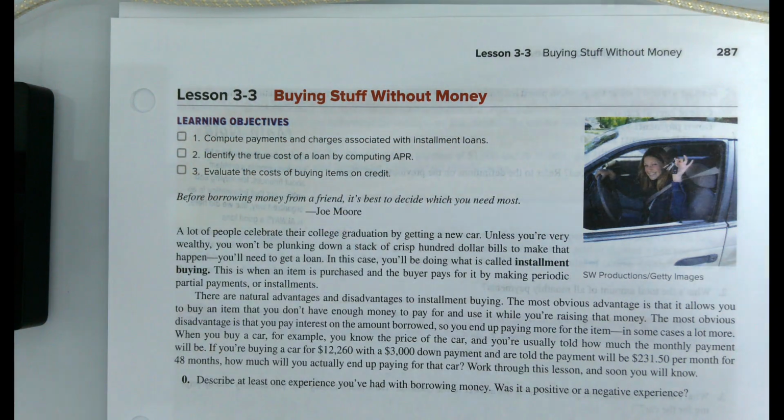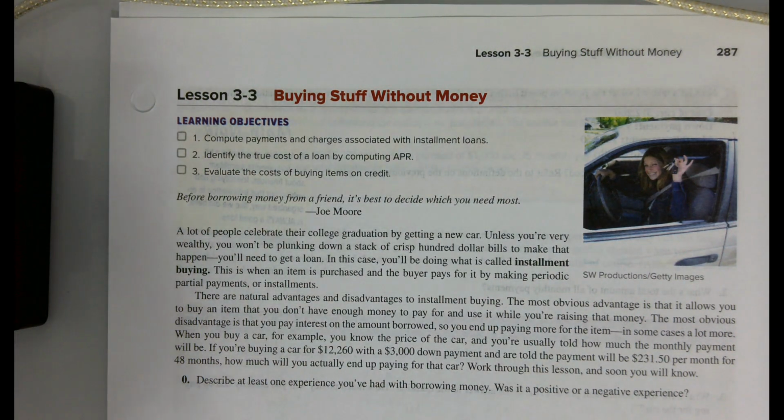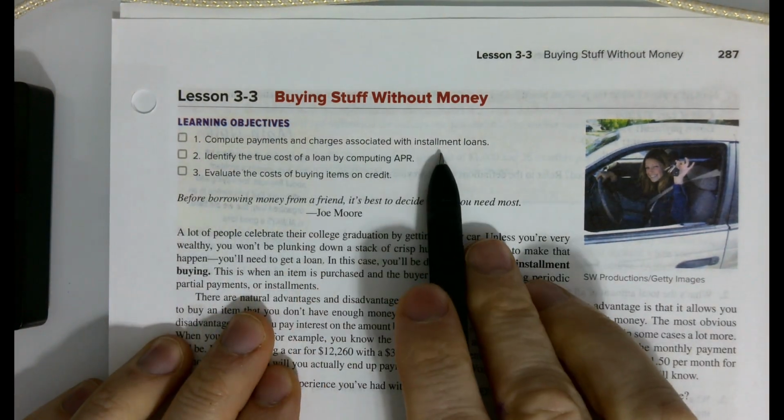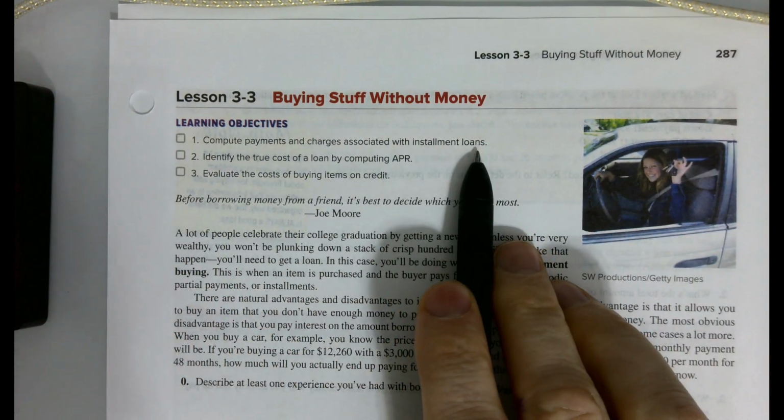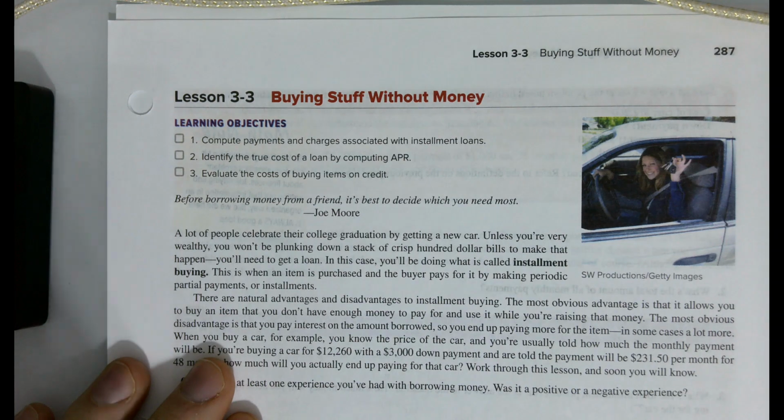Let's do it. So in this section, we're going to buy things on credit or with loans. So really what we're going to do is compute the payments and charges with installment loans and then look at the true cost by calculating the APR, and then look at the cost of buying things with credit.